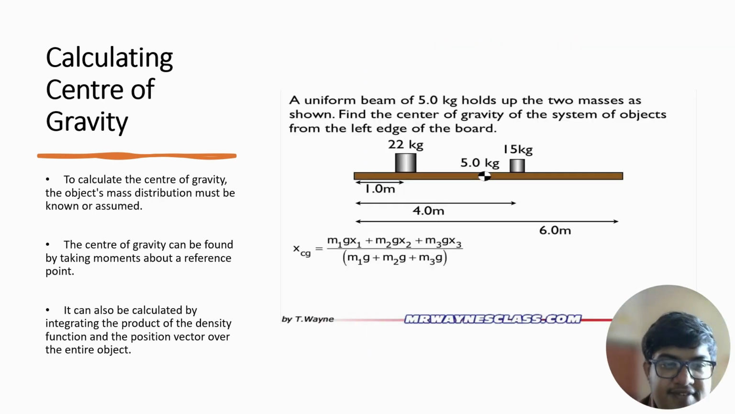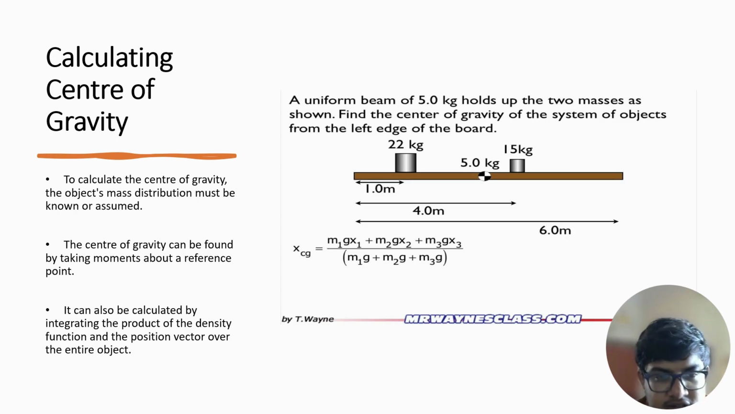Calculating center of gravity. To calculate center of gravity, the object's mass must be known. As I said, it varies with mass and weight also, so you need to know the mass of the object and, if possible, the weight, the ratio at which it's distributed around. The center of gravity can be found by taking moments and reference points. At one moment you see how that object is, and at the next moment how the object is, and based on the variation in that, you can tell where the center of gravity is.